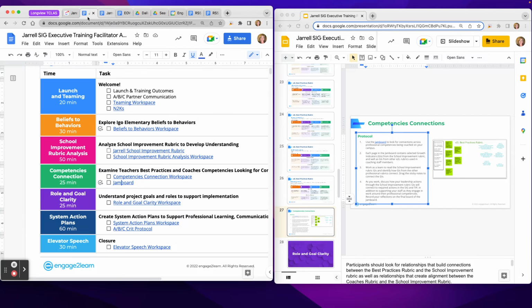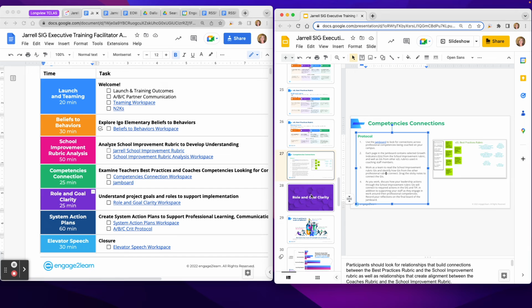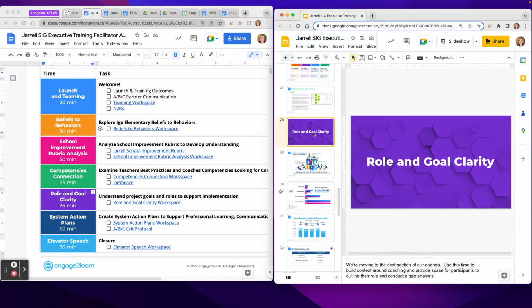You'll notice once again that this is really only 25 minutes. So it's just getting them to be thinking about how do we intentionally make those connections and not see these things as separate activities? Next, they will go to role and goal clarity.